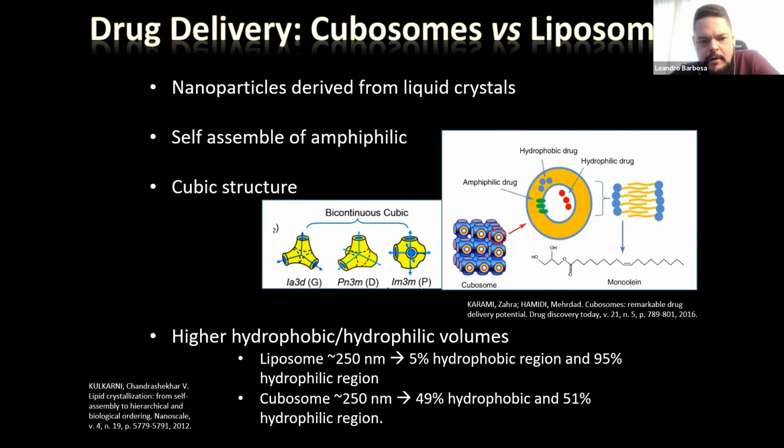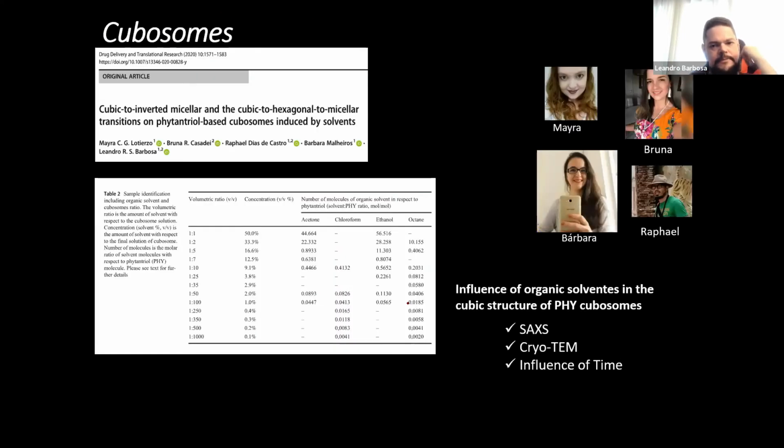On the other hand, for cubosomes, we have a different configuration. In the case of cubosome, you may have something like 50%, or even larger values, depending on your cubic structure, of hydrophobic and hydrophilic volume. This is interesting because it is more probable to incorporate a hydrophobic drug in a cubosome as compared to a liposome. This is the main reason that we are using cubosomes today.